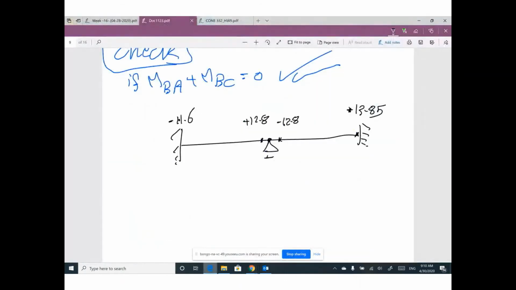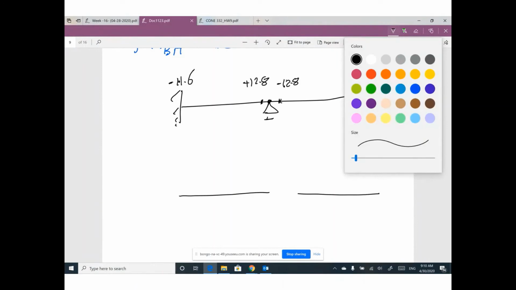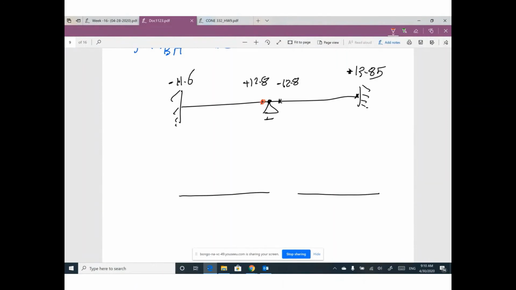So what should I do? Where is the bending moment diagram? Okay, I can tell you what you should do. This member and this member. Guys, I told you that this value is positive. Positive means clockwise. This value is negative. Negative means counterclockwise. This member, your value here is negative, counterclockwise. This value here is positive, clockwise. So your value here is 13.85, 12.8, 12.8, 11.6.